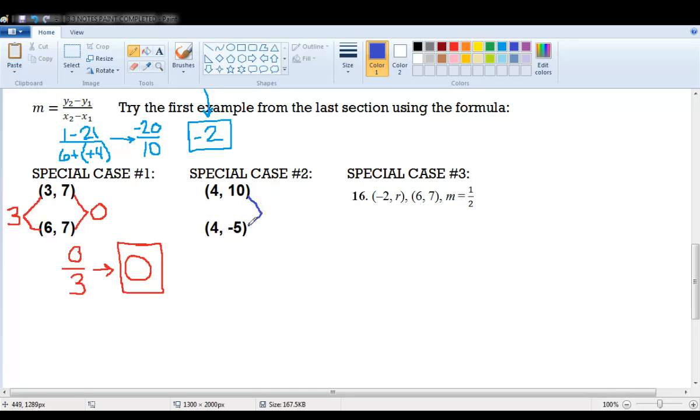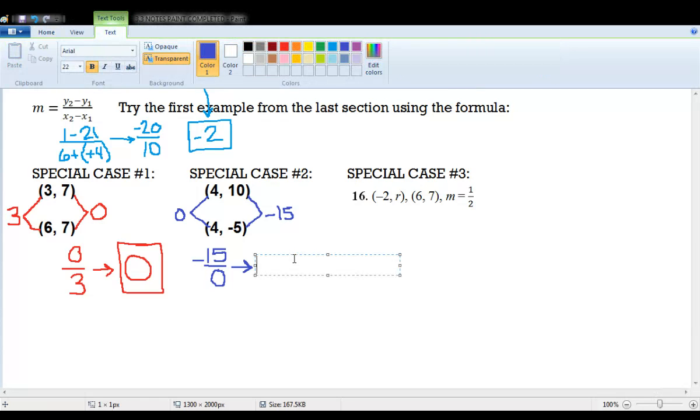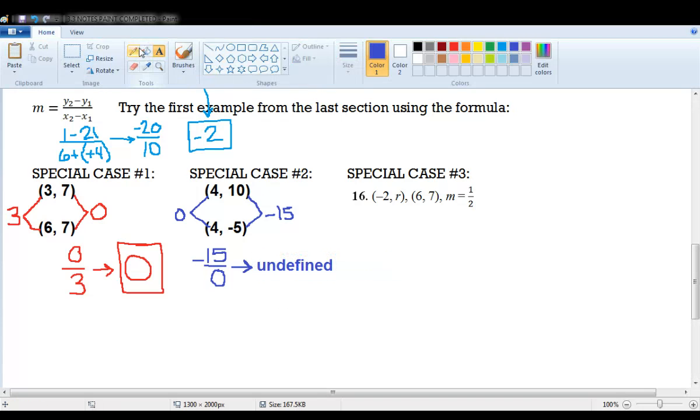All right, now if we went to special case number 2, from 10 to -5, you just dropped by 15. And from 4 to 4, you went nowhere. So you get -15 divided by 0. Wait a second, your calculator doesn't do that. If you get your calculator out and you type in -15 divided by 0, it's going to give you an error. That's because you can't divide by 0.